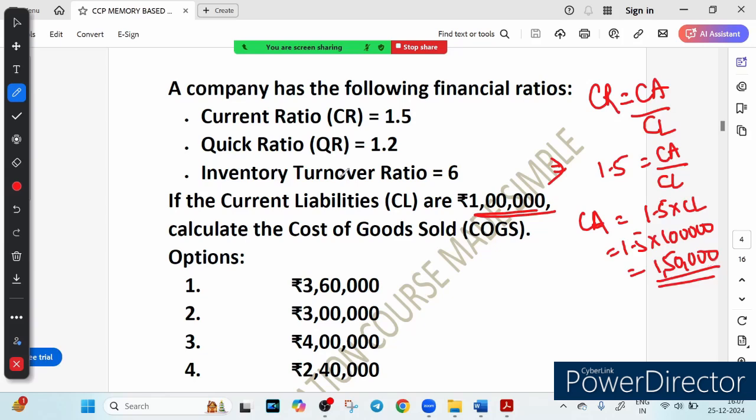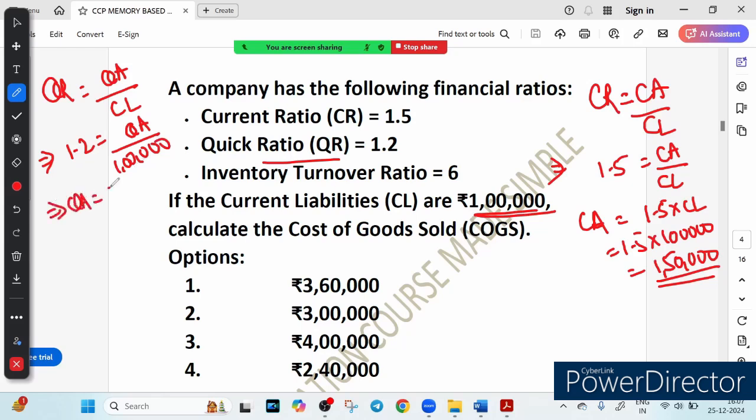Okay, now we know the current asset. Now let's move on to the quick ratio. Let's take help of this quick ratio. What is the formula of quick ratio? Let me write it down here. That is nothing but quick asset upon current liability, and this is given 1.2. So 1.2 is equal to quick asset upon current liability, which is 1 lakh, right? So how much will be the quick asset? The QA will be 1.2 times 1 lakh. So this will be 1,20,000. So quick asset is 1,20,000, current asset is 1,50,000.